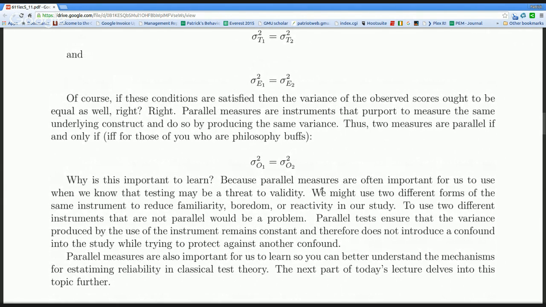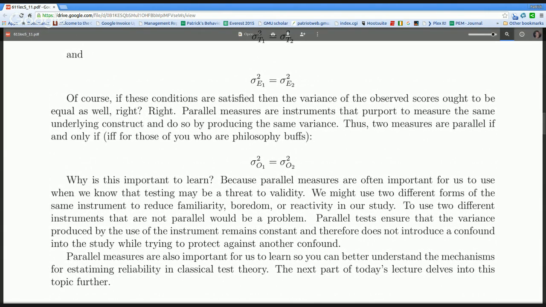Okay, I'm going to stop here because this is the beginning of the next step, where I want to expand upon the different ideas about reliability. So stay tuned for part 2.